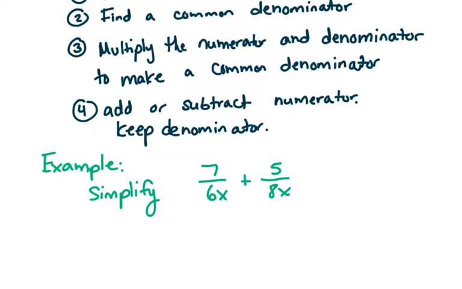Once we find what the common denominator would be, then we need to multiply the numerator and the denominator to give us that common denominator. And then we just add or subtract the top. So we add or subtract the numerator and we keep the denominator.